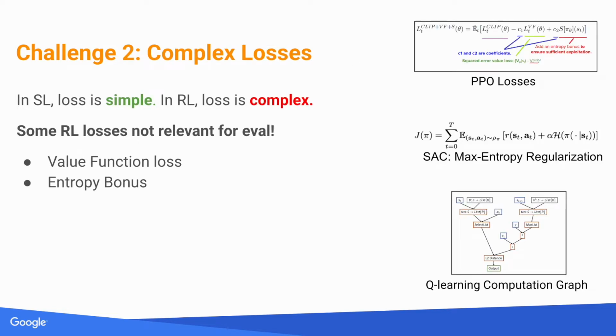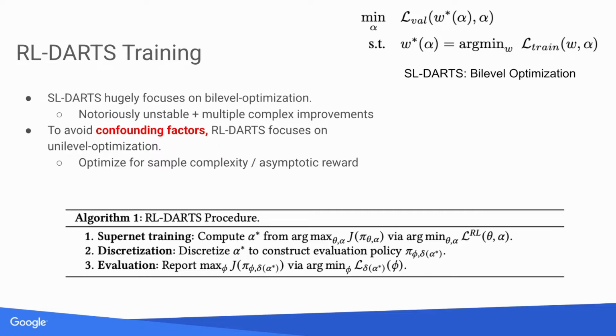The second challenge is that the loss function in reinforcement learning is much more complicated than the supervised learning loss. As the loss function is the only signal for training the softmax variables in DARTS, it is unclear how many of the auxiliary losses in reinforcement learning would affect the softmax variable training. This is especially true for certain losses, such as value function losses and entropy bonuses, which are not relevant during evaluation time, which is the final objective we care about. In any case, we will see what happens when we apply DARTS to RL.